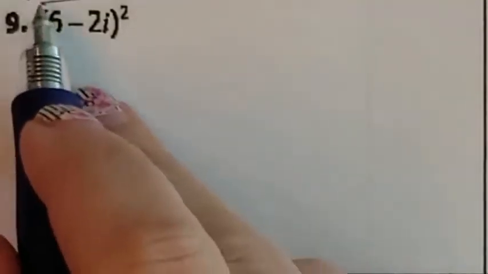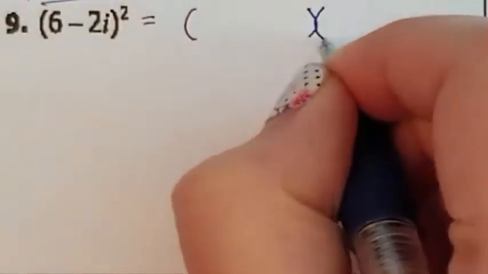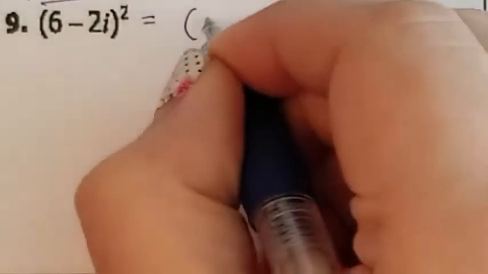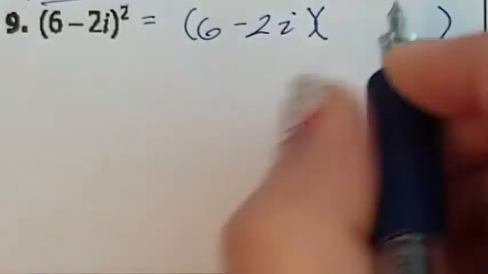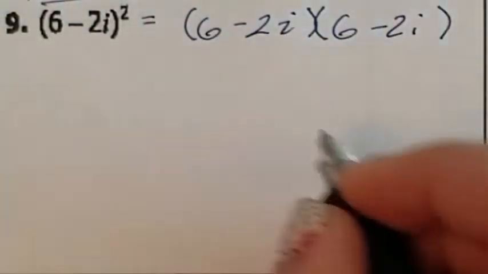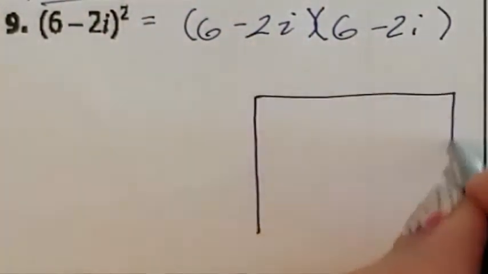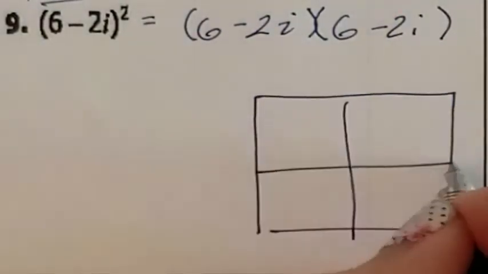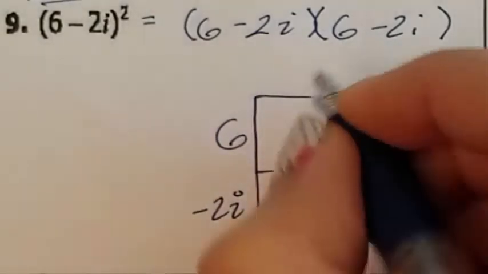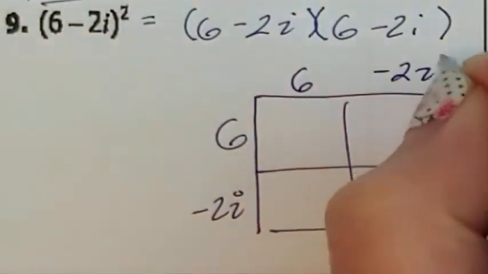Problem number 9. I have a parenthesis to the second power. This means that this parenthesis was written twice because the second power meant the parenthesis was 2 times. And each of those parentheses is 6 minus a 2i. Because it's a binomial times a binomial, I'm going to go ahead and do my area model. So 6 minus 2i, 6 minus 2i.